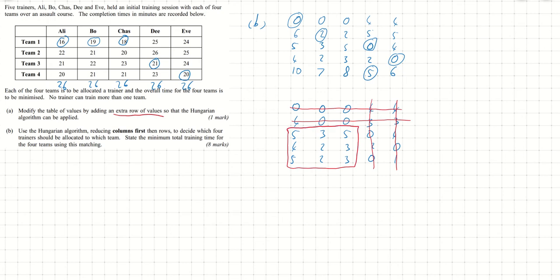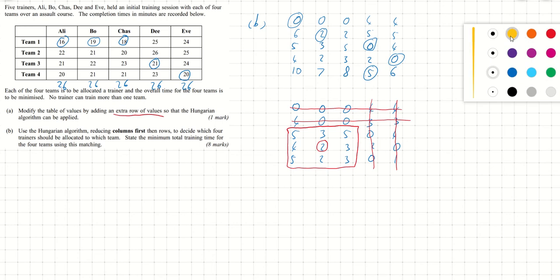Okay, so we are going to find the smallest value in that box. In that case, that's the 2, and we're going to subtract that 2 from all the values that haven't been crossed out, and we're going to add it to all of these values that are crossed out twice.